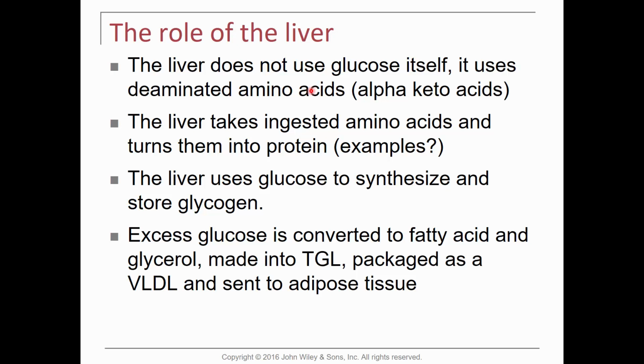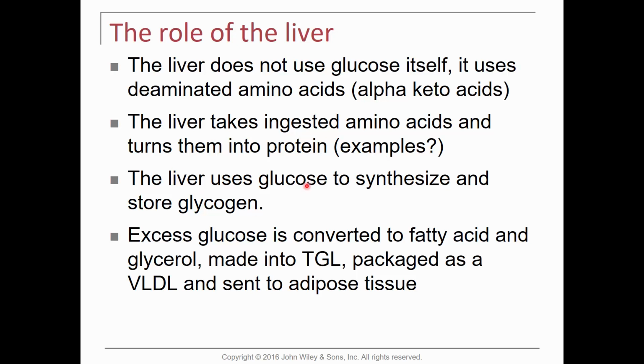The liver also can make fat out of that. The liver takes those ingested amino acids and turns them into protein. Remember the examples I gave you? Albumin, clotting proteins, so thrombin and fibrin and all of those guys, elements of the complement cascade. There's some binding proteins that your liver makes, so very, very important.